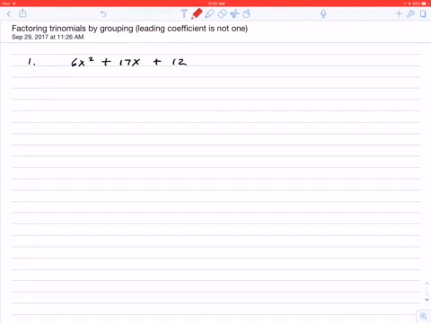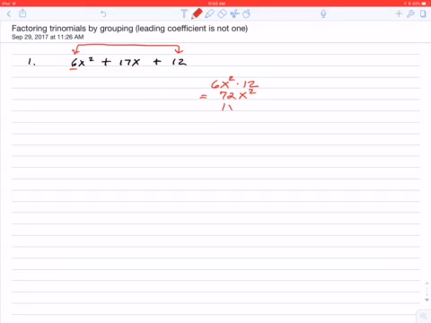To factor a trinomial where the leading coefficient is not 1, we can use a process called factoring by grouping. We'll start out by multiplying the first term times the last term. So 6x squared times 12 gives us 72x squared. Now I need all the factors of 72x squared.